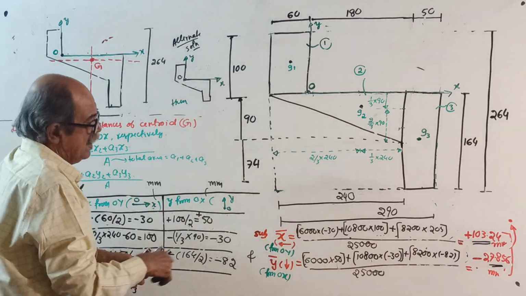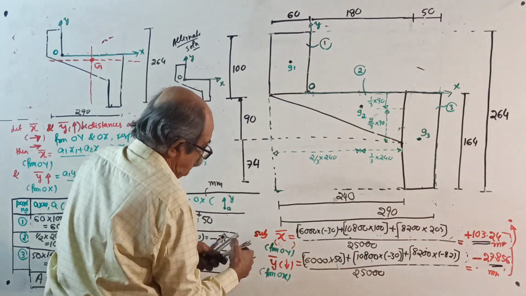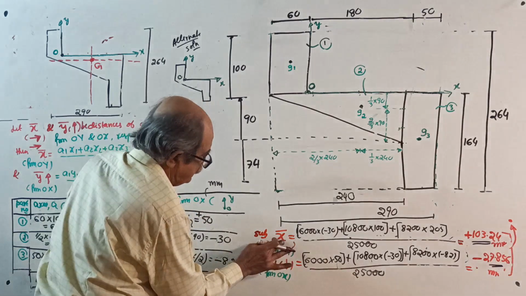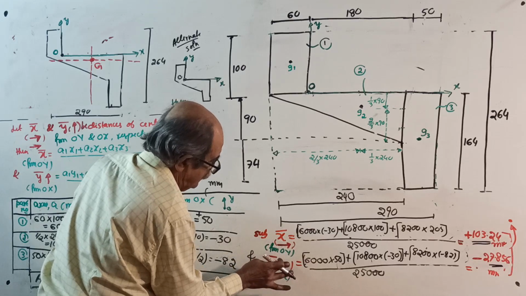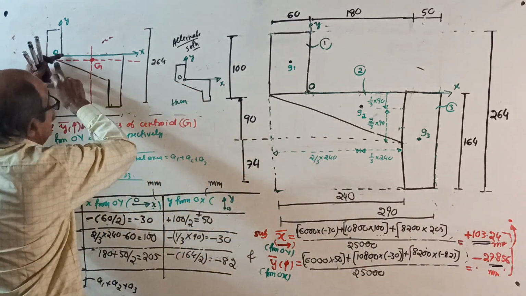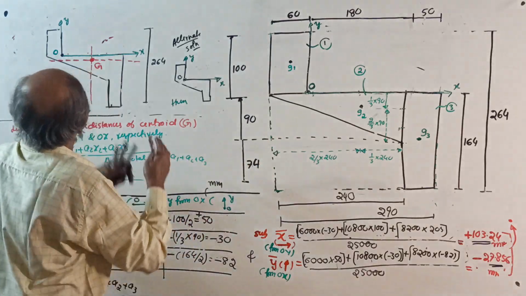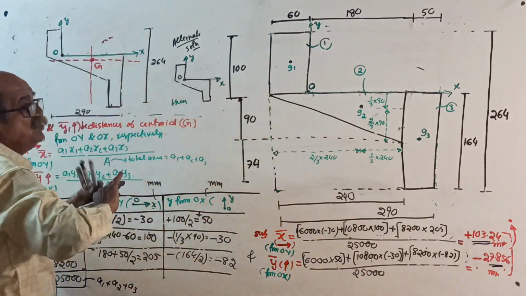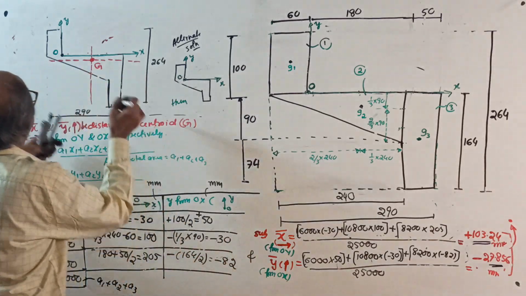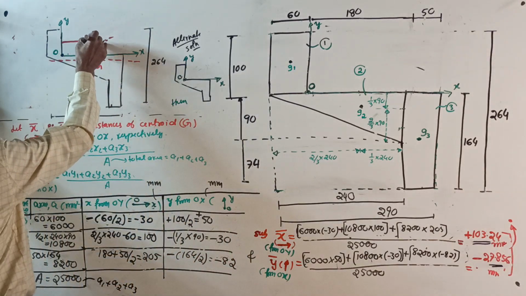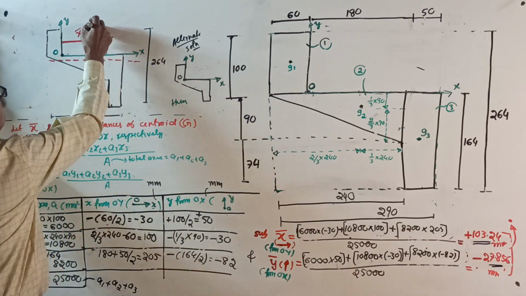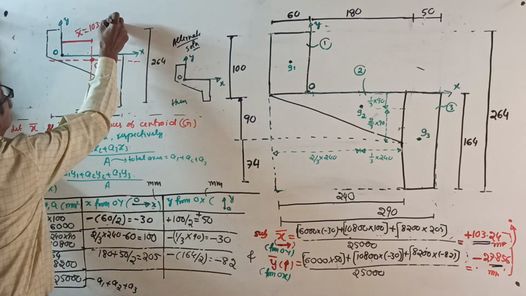So x bar, sorry, I forgot to change here. People will comment that I do not know direction properly, but I forgot to change it. It is right side. From the OY line, x bar, you took right side, and the answer came positive, which means correct. It is to the right side, and this is your x bar. X bar equal to 103.24, millimeter not required.